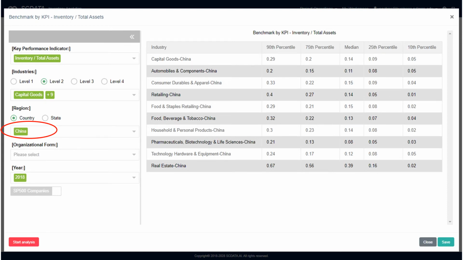Data analytics of the Chinese companies reveals a slightly different picture. In year 2018, real estate has the highest inventory over asset ratio, 39% for the median, and this is followed by consumer durables and apparel, and food and staple retailing, both 15%. And capital goods, retailing, and household and personal products are at 14%.